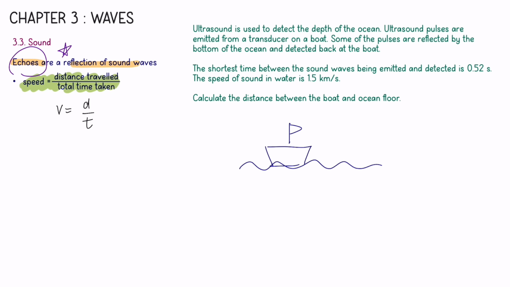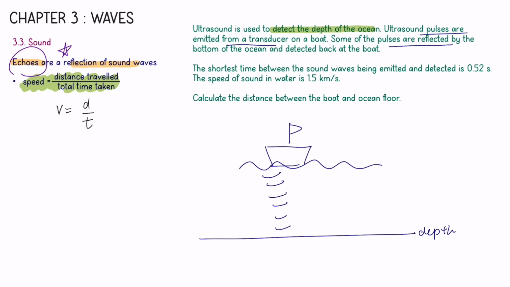It's mentioned here that ultrasound is used to detect the depth of the ocean. So let's say this is the bottom of the ocean. The ultrasound pulses are emitted from the transducer on a boat, and some of the pulses are reflected by the bottom of the ocean back, like this. The shortest time between the sound waves being emitted and detected takes 0.52 seconds. That means going down, hitting the bottom and coming back up takes 0.52 seconds.